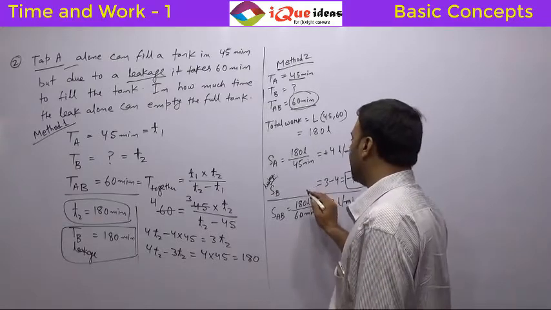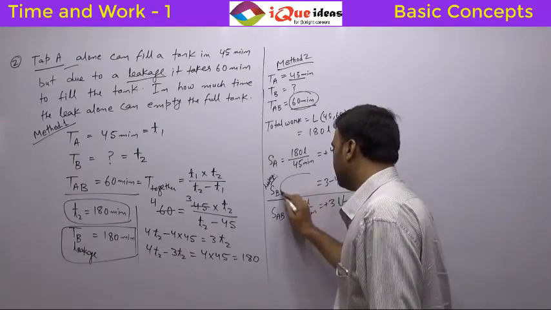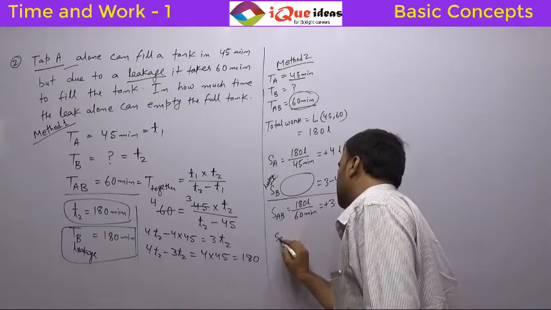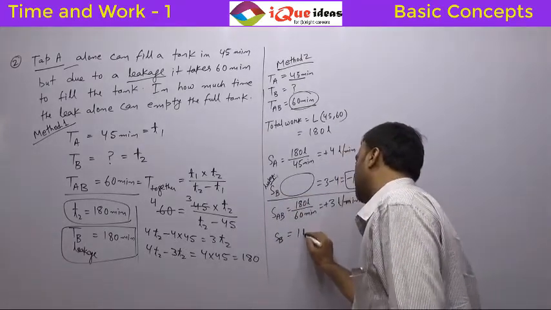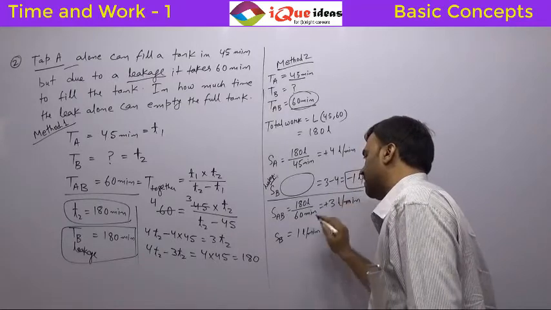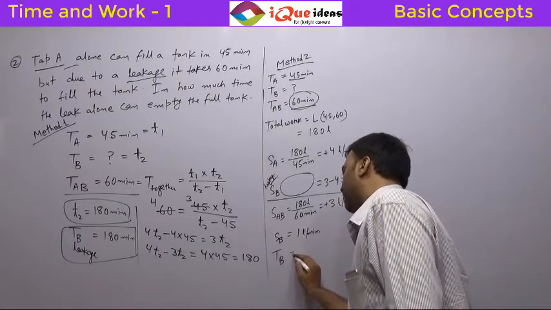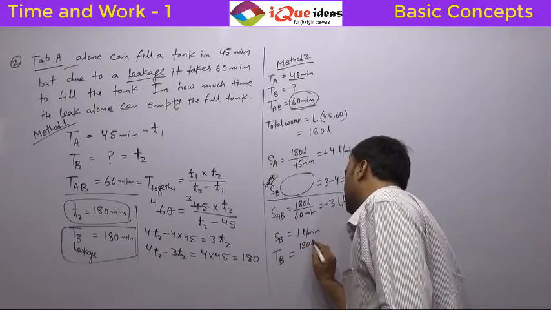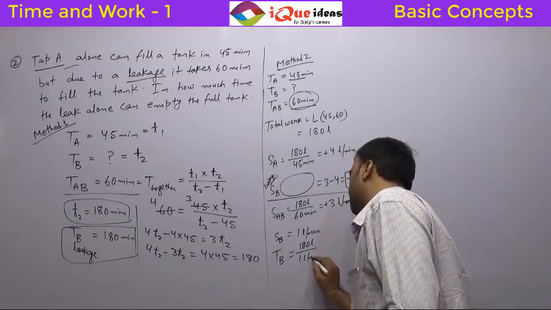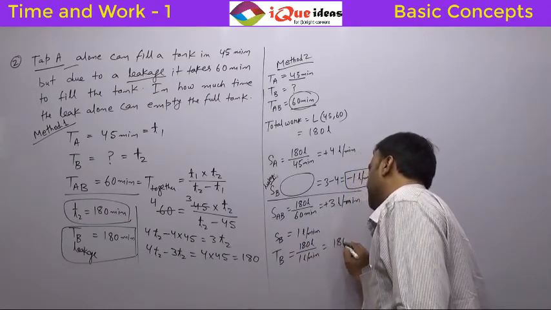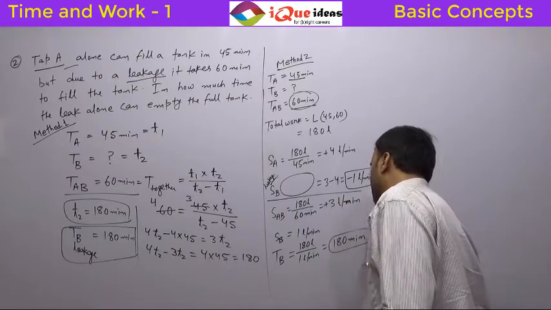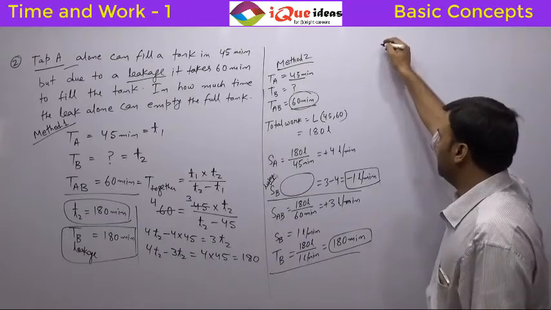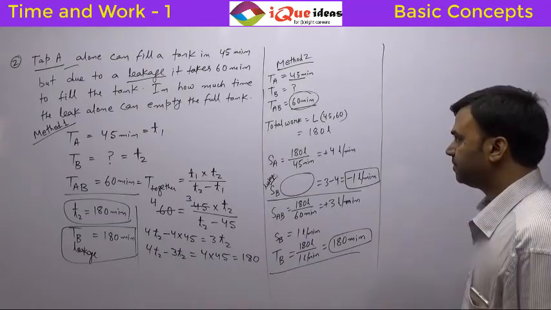So what will be the time taken for B? You can calculate: the speed of B, the magnitude, is 1 liter per minute. Remember, the minus sign only shows that it is a leakage. So the time taken by B for emptying the whole tank will be 180 liters divided by 1 liter per minute. So 180 by 1 is 180 minutes. Right? So the time taken by the leakage to empty the full tank is 180 minutes. Right? So this was one very beautiful situation.